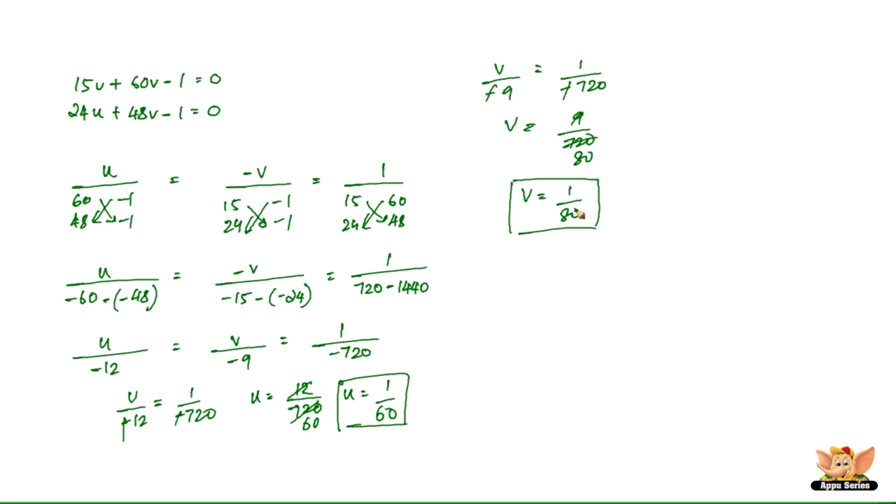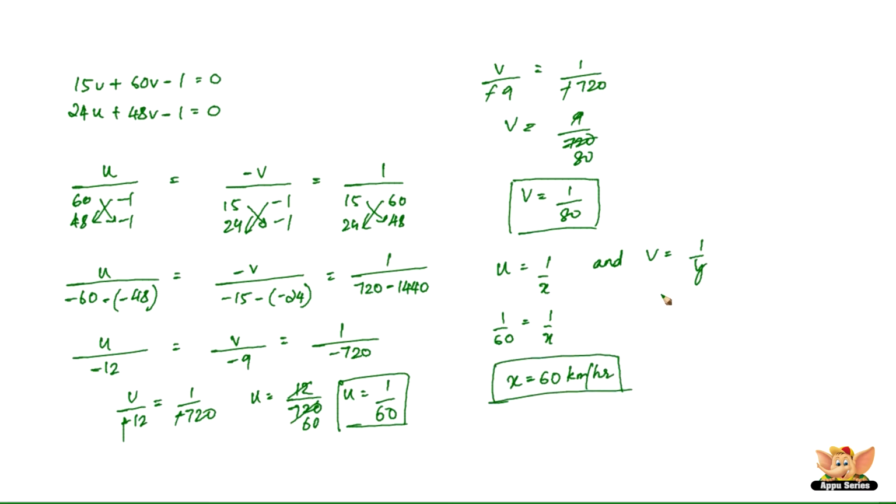So now that we found v and u, the problem hasn't come near its end. Now we have to find x and y using v and u. We know that we've taken u equals 1 by x and v equals 1 by y. So if u is 1 by 60 and we've got 1 by 60 equals 1 by x, then x will be equal to 60. And what is x? It is kilometers per hour. So x is 60 kilometers per hour.